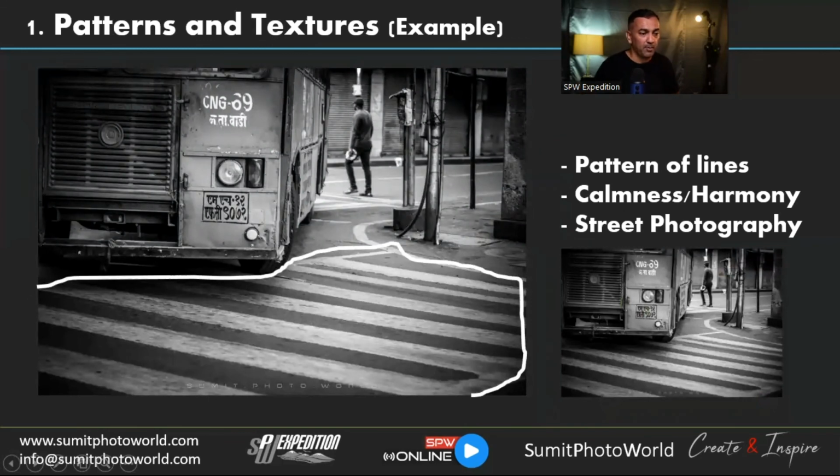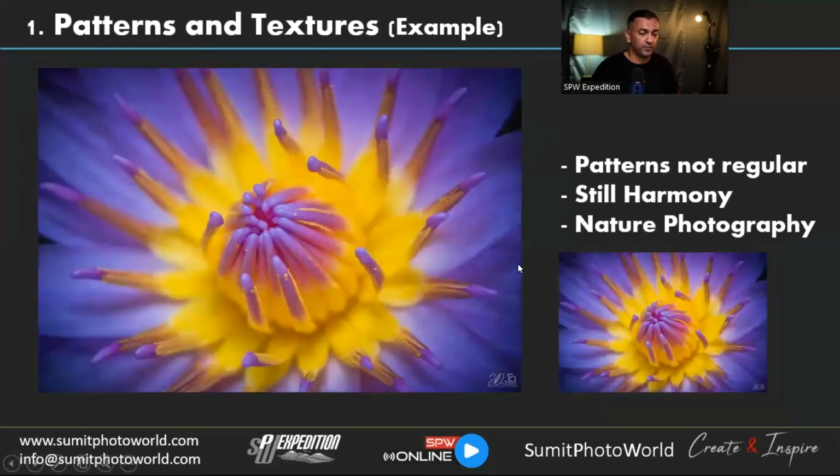So this is just an example from street photography. You can see the pattern of lines on the road. It looks very calm, and it's creating harmony in the frame. The pattern doesn't need to be regular. It can be irregular, but it's still creating harmony.